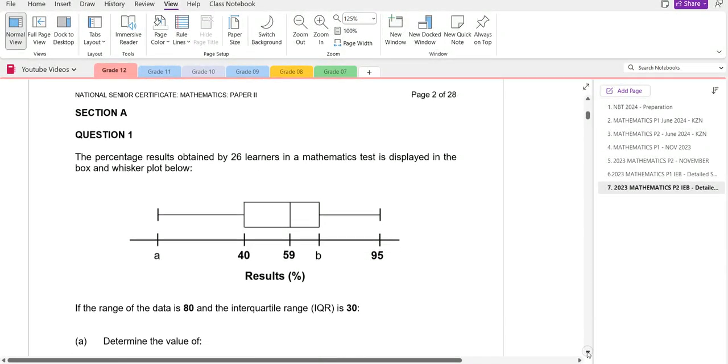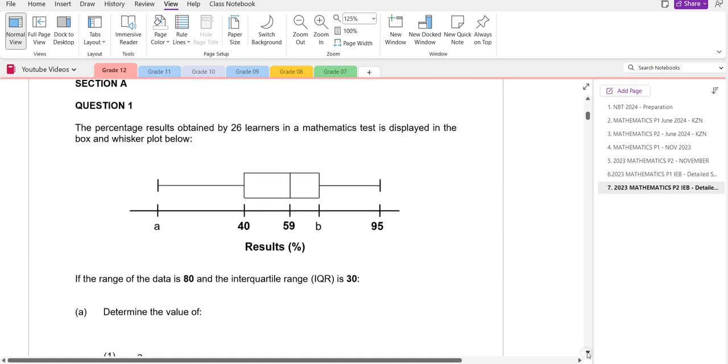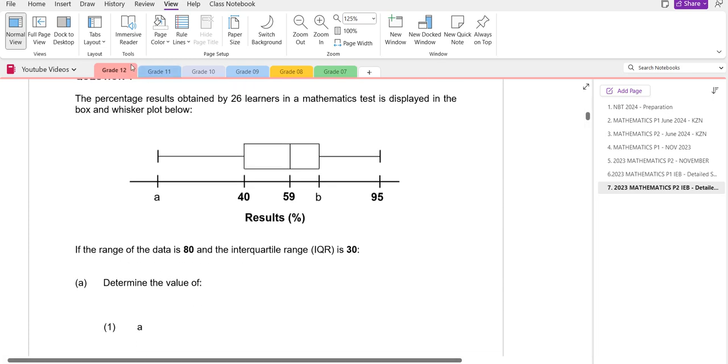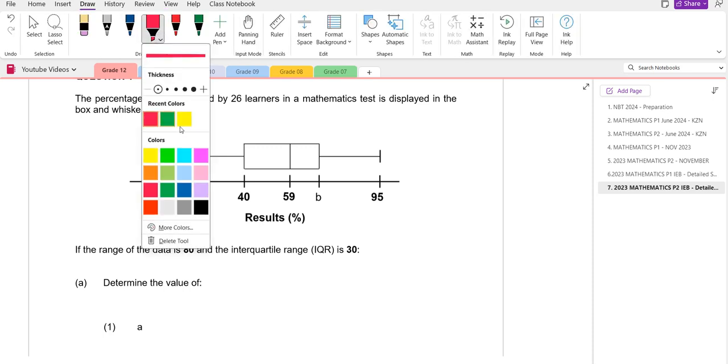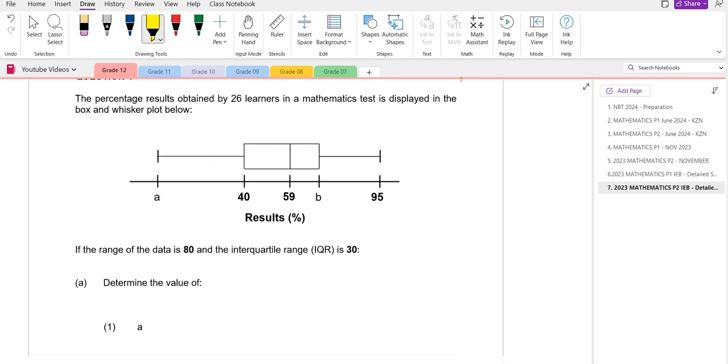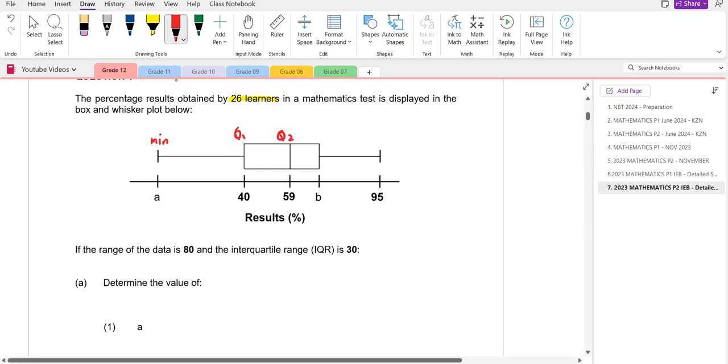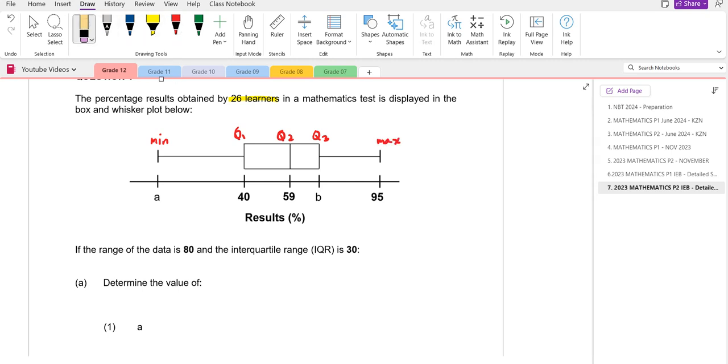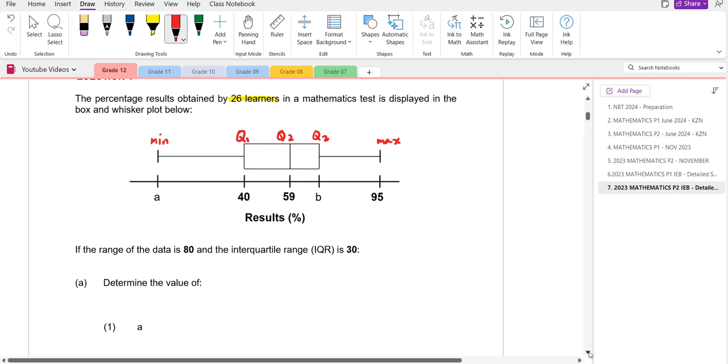Right, so question 1 is based on statistics. The percentage results obtained by 26 learners in a mathematics test is displayed in the box and whisker plot below. So remember, the box and whisker plot is given, so we know this is the minimum value, this is Q1, Q2 is also the median, Q3, and we have the max value, right? So what we can do here is, let's see what information is given.